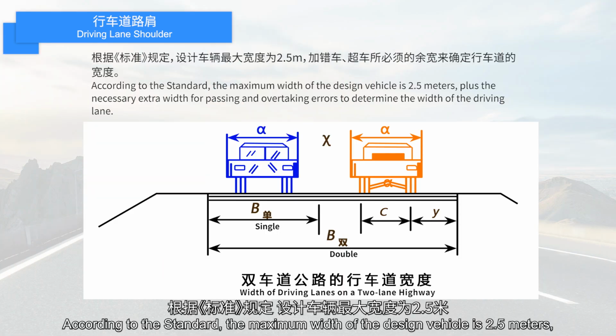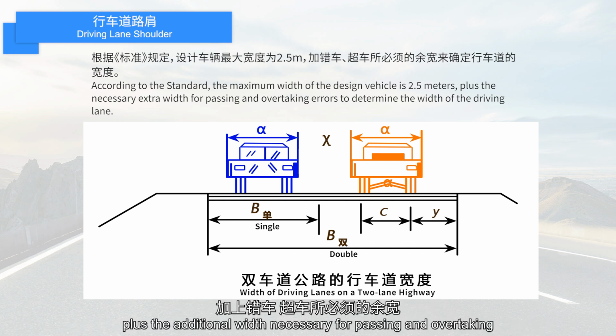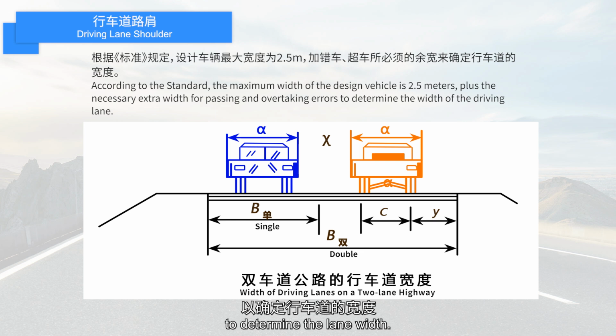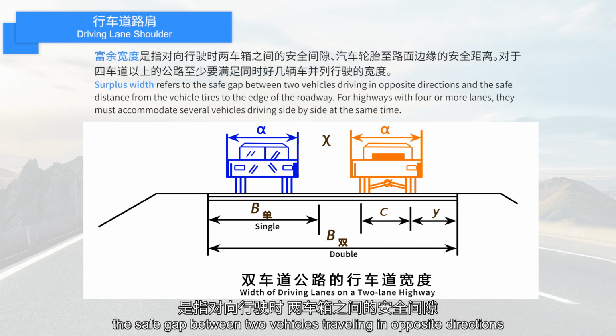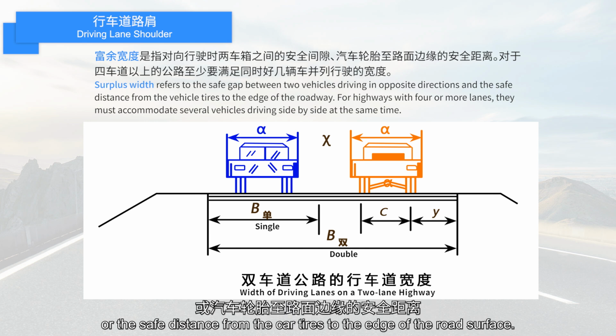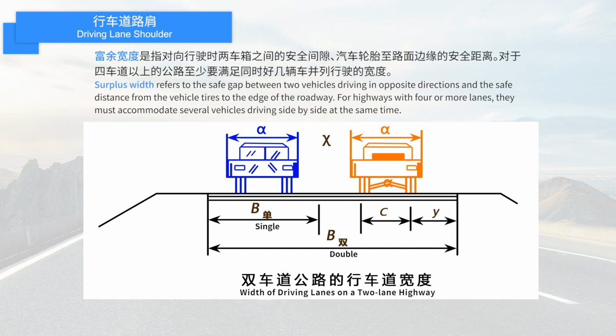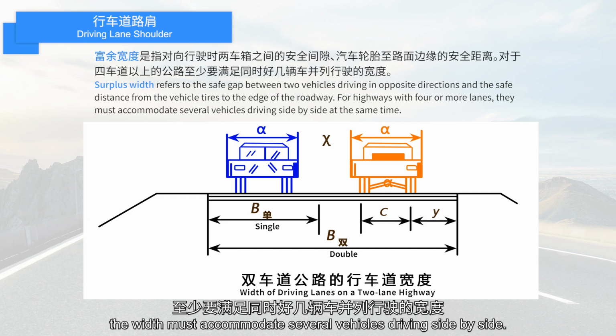According to the standard, the maximum width of the design vehicle is 2.5 meters. Plus the additional width necessary for passing and overtaking to determine the lane width. Additional width refers to the safe gap between 2 vehicles traveling in opposite directions or the safe distance from the car tires to the edge of the road surface. For roads with 4 lanes or more, the width must accommodate several vehicles driving side by side.